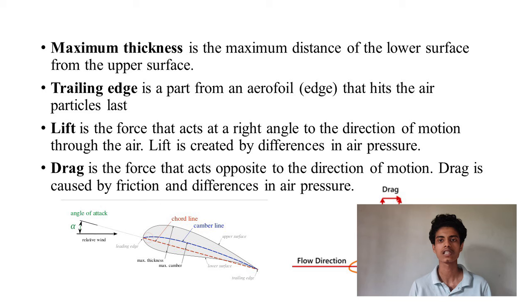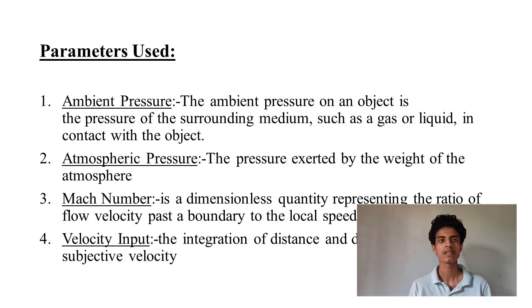Lift. It is a force that acts at a right angle to the direction of motion through the air. Lift is created by difference in air pressure. Drag is the force that acts opposite to the direction of motion. Drag is caused by friction and difference in air pressure. And the parameters used here are ambient pressure, atmospheric pressure, Mach number, and velocity input.